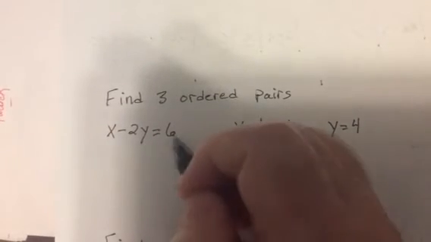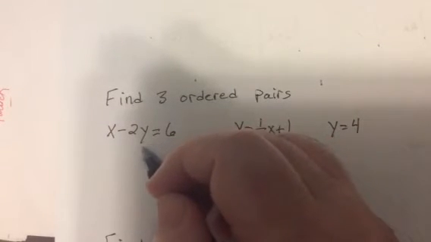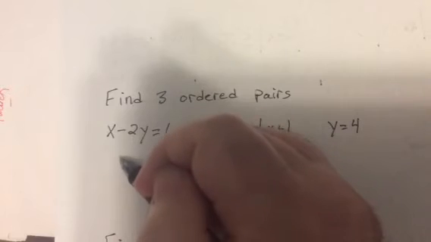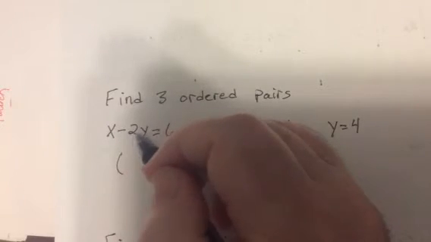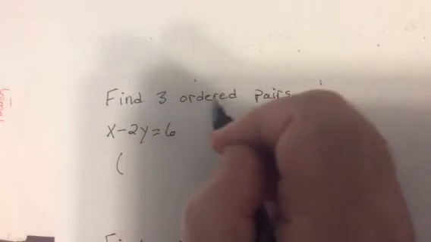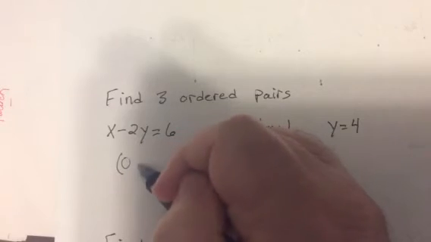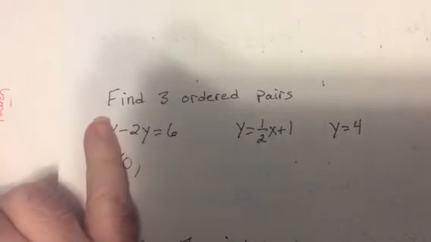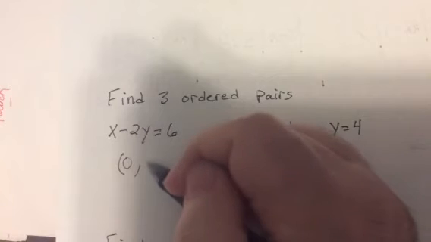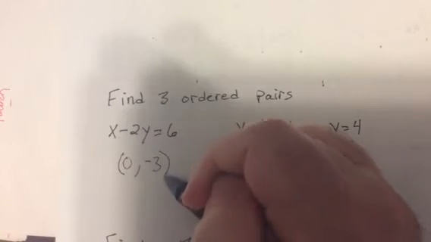So, this is the plug and chug I showed you, finding 3 ordered pairs. Now, I like to just do this. These will be worth 15 points, 5 for each ordered pair. So, put 0 in there, so x drops out. Divide by negative 2, y would be negative 3.